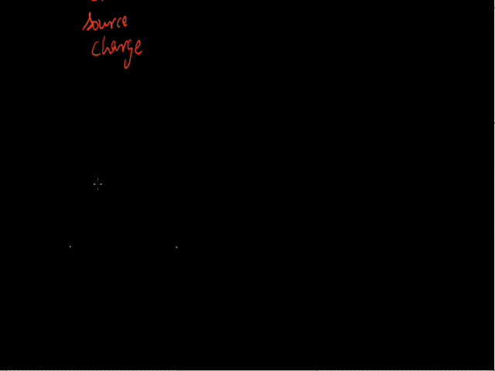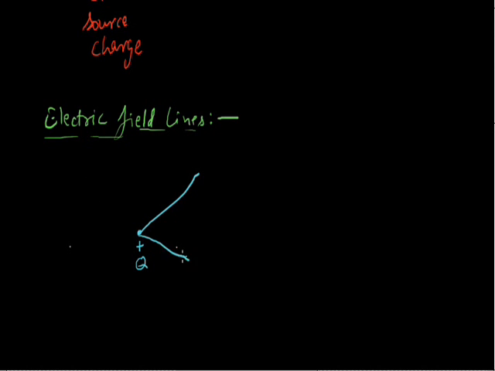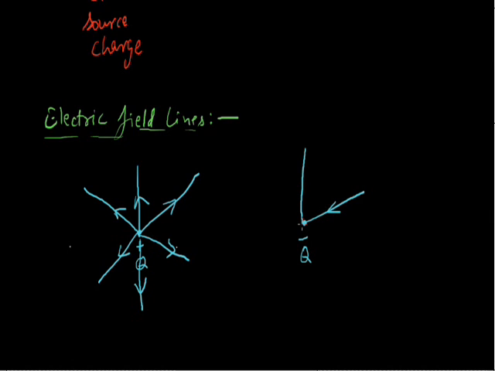By convention, we make electric field lines. From a positive charge, we assume these lines are going outwards, and by convention, in a negative charge we take the field lines as coming inside.